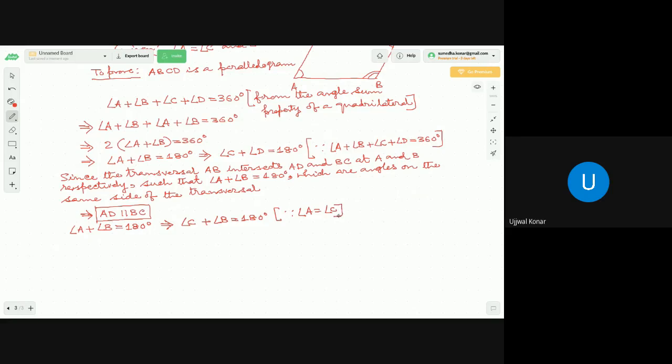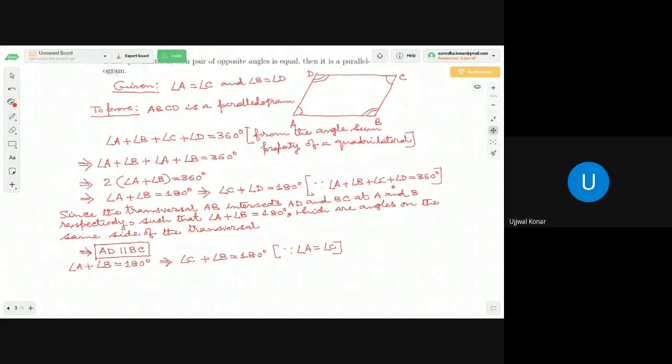Correct? So what we can say from here is that if you look into the diagram, the transversal BC intersects AB and DC at B and C respectively, such that angle B plus angle C is equal to 180 degrees, which are angles on the same side of the transversal. So we can conclude that AB is parallel to DC.